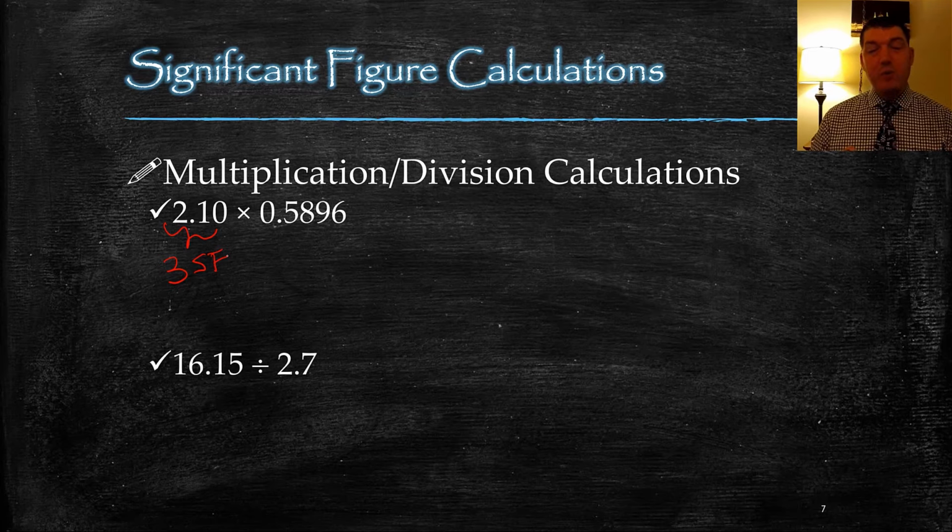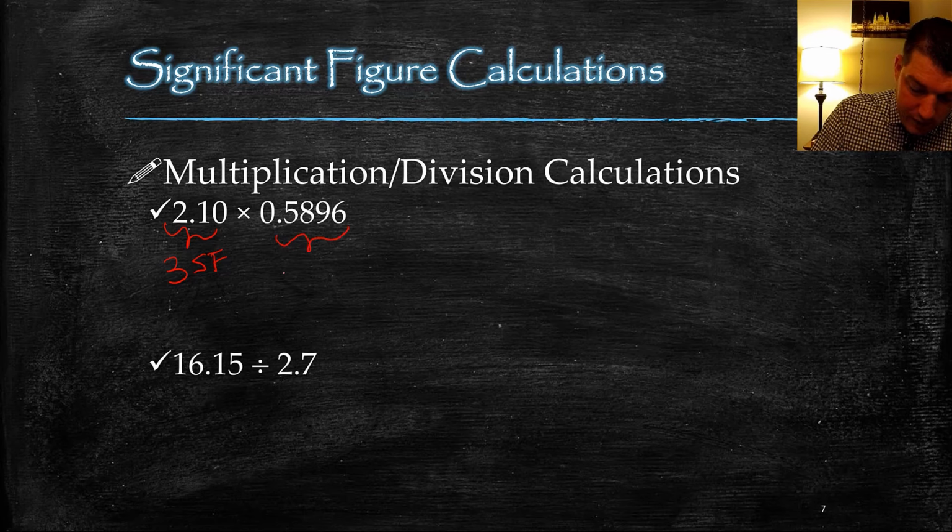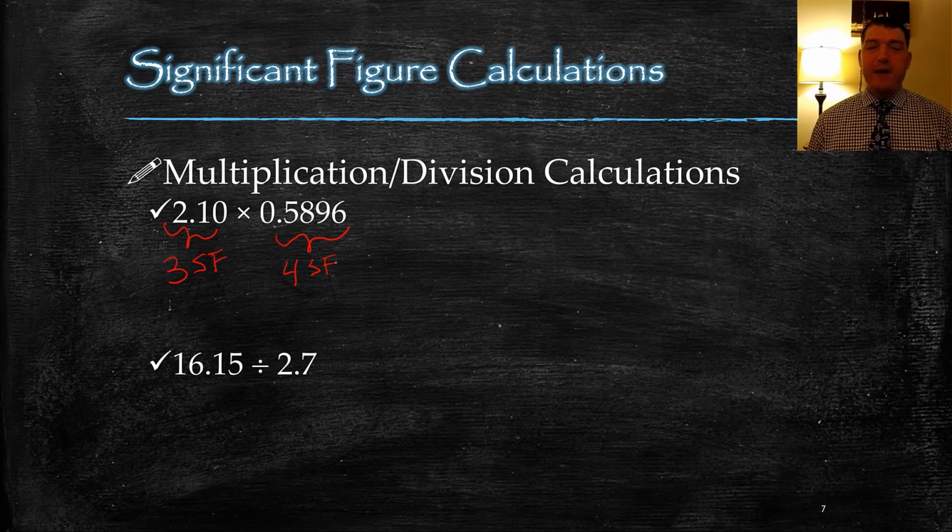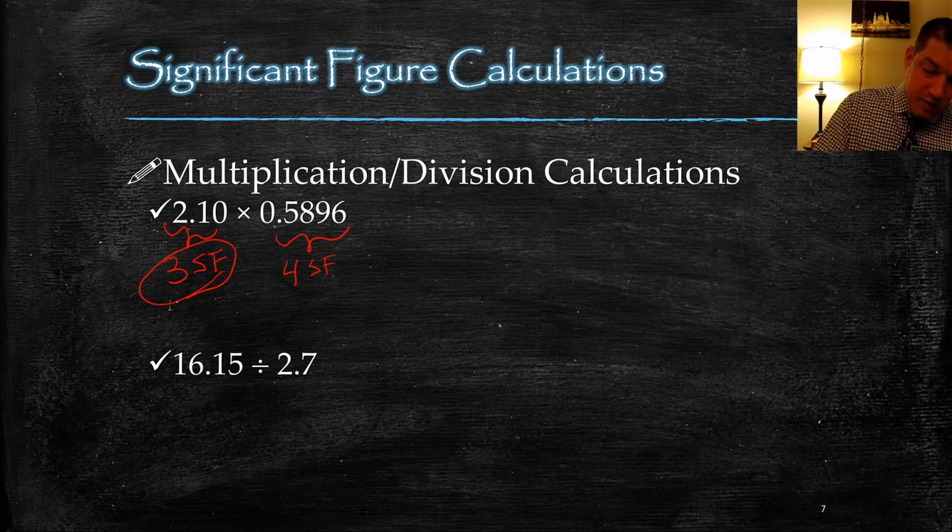Now we look at 0.5896. The 0 is a leading 0, which is never significant, so we see the 5.896, which is 4 significant figures. Now, 3 is less than 4, so our answer has to have 3 significant figures. If they both had 3, then it would be easy. If they both had 4, then it would be easy. It's only when they're different numbers we have to figure out which one is the smaller number of significant figures.